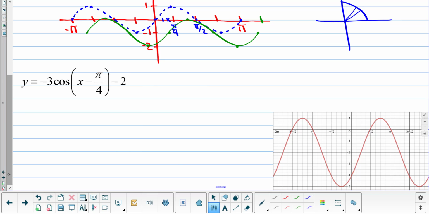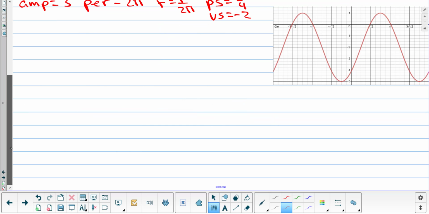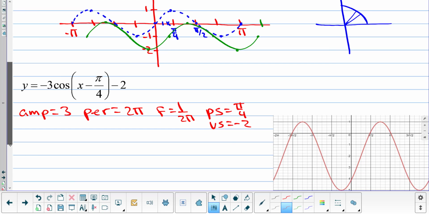This has about everything you could possibly have except for a change in the period. So let's go. Amplitude is 3. Period is 2 pi. Frequency is 1 over 2 pi. Phase shift is pi over 4. And vertical shift is negative 2. So we gotta go all the way down to, well, I'll draw this first.